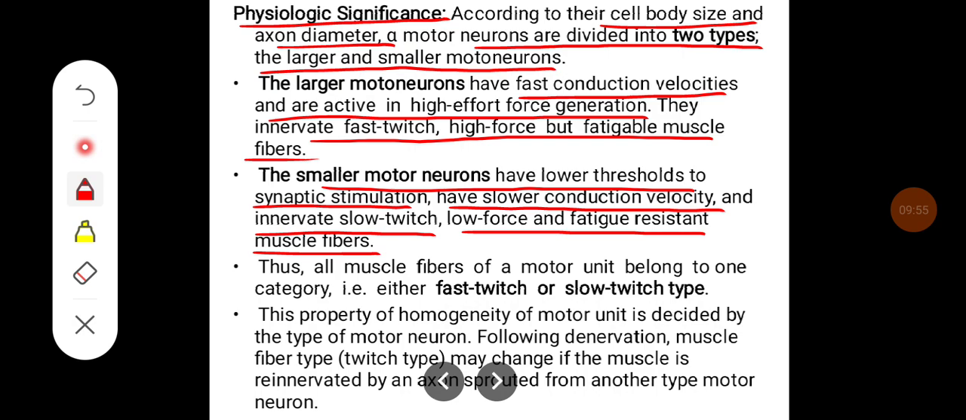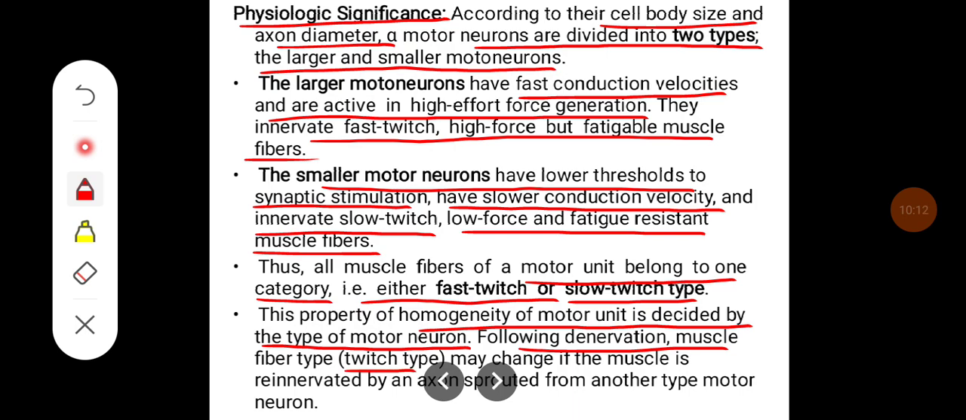Thus, all muscle fibers of a motor unit belong to one category, that is, either they are fast twitch or slow twitch type. So, this property of homogeneity of the motor unit is decided by the type of motor neuron. Following denervation, the muscle fiber may change if the muscle fiber is reinnervated by an axon sprouted from another type of motor neuron.